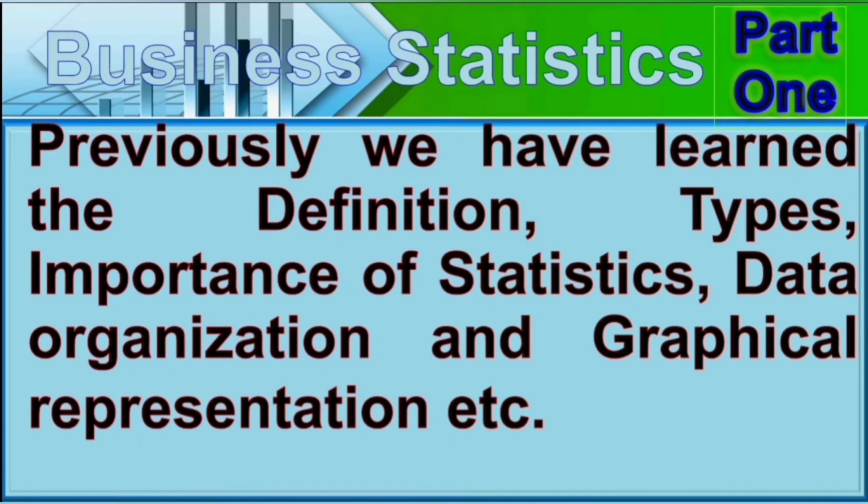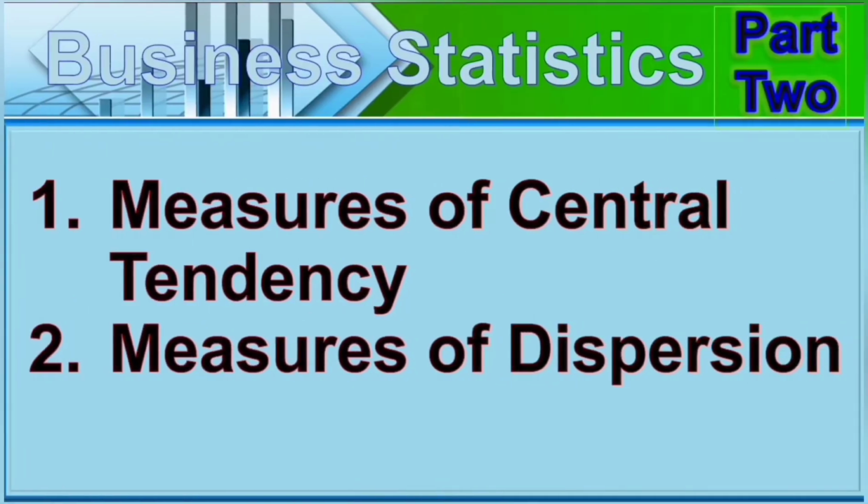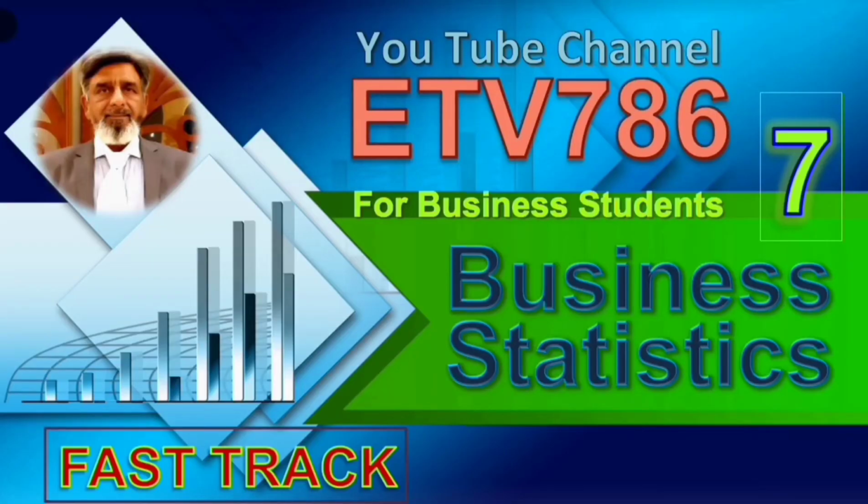Previously, in part 1, we have learned the definitions, types, importance of statistics, data organization and graphical representation, etc. Now in part 2, we will study number 1, measures of central tendency and number 2, measures of dispersion. So viewers, let's start the course number 7, Business Statistics.